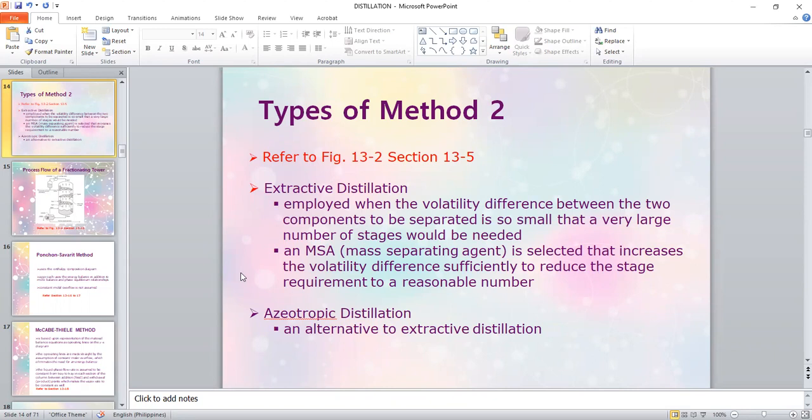Now also, under this method, we have azeotropic distillation. It's an alternative to extractive distillation. This time, it is applied to azeotropic mixtures, which are mixtures that have the same composition when they reach a certain temperature. As such, it's again difficult for them to be separated. If that is the case, then the addition of an MSA will be an alternative, or we can use azeotropic distillation. Okay, so this is under method 2.